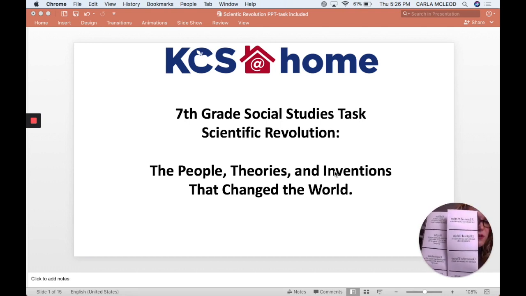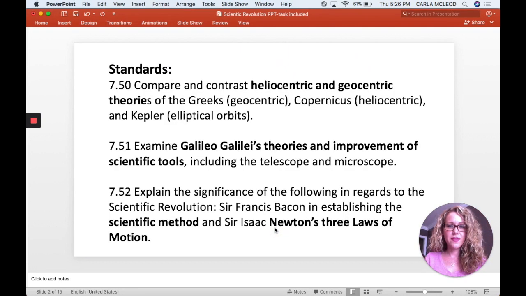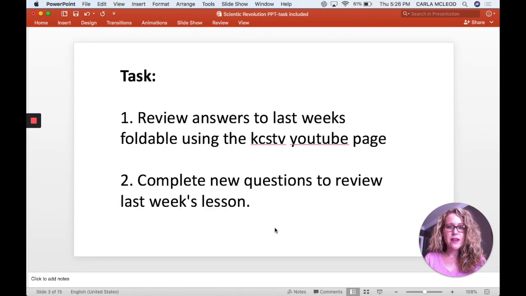So here are the essential questions on the outside. You open your elevator doors, and then you have the answers to the questions, and then your sketch or symbol that helps you remember what the word means. So we use these standards that are on the screen. You can pause them and read them for yourself. And the first thing I'd like to do is go ahead and review those foldable answers.